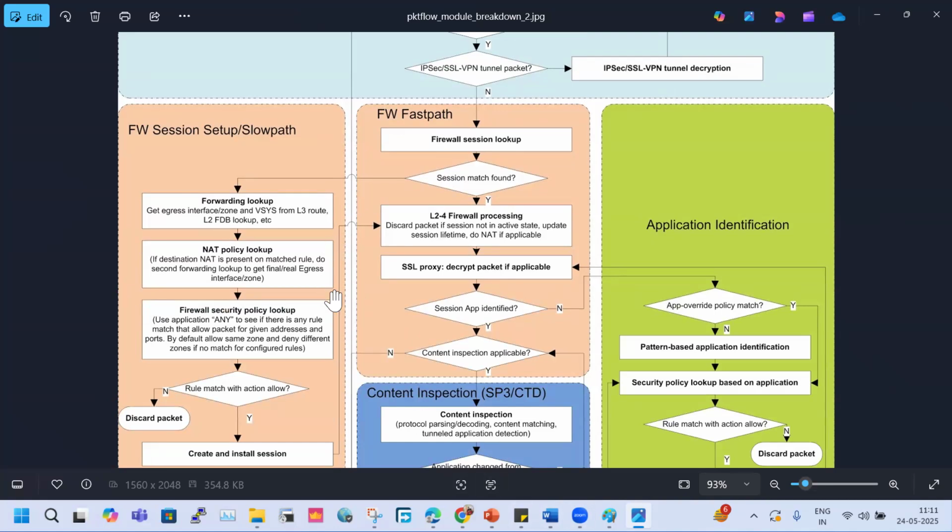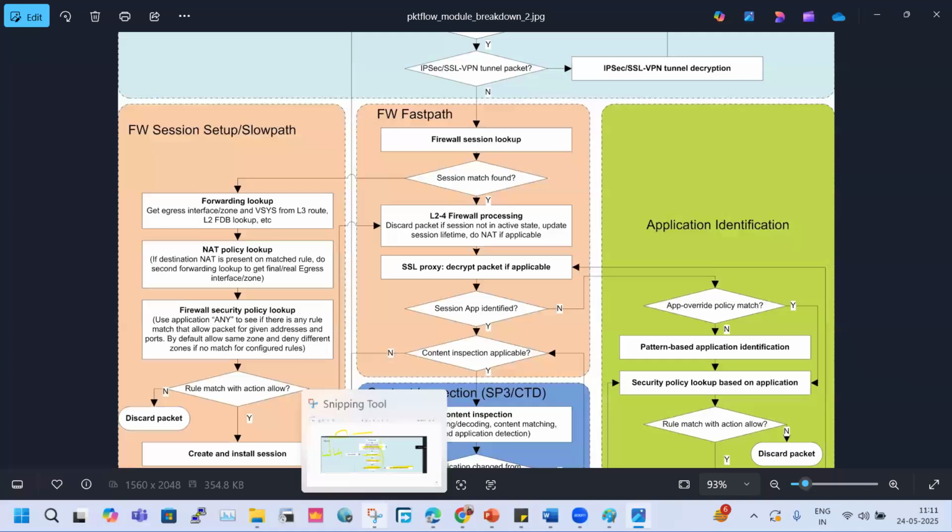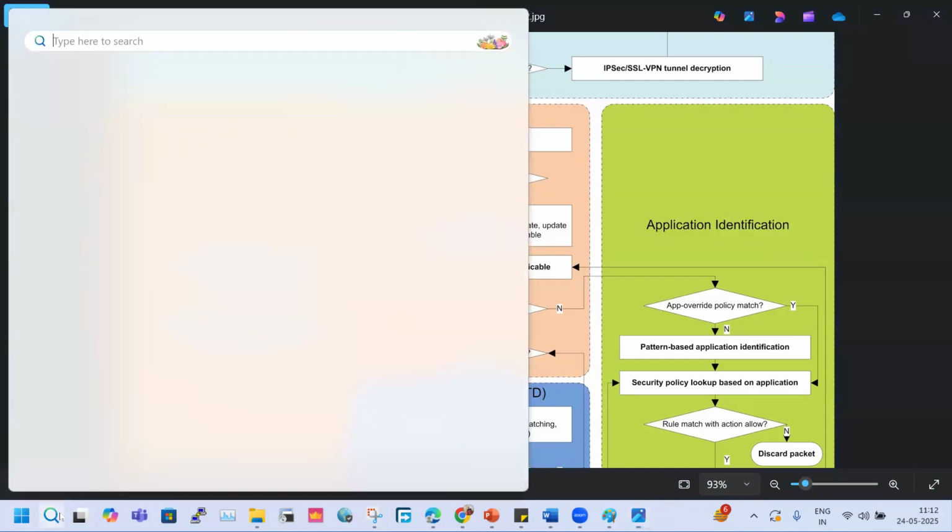Suppose one user is making a connection to the outside world, like a Google server, 8.8.8.8. Now we have two possible scenarios: either it is an existing session or a new session. Depending upon the session, we have two paths available: a slow path and a fast path.